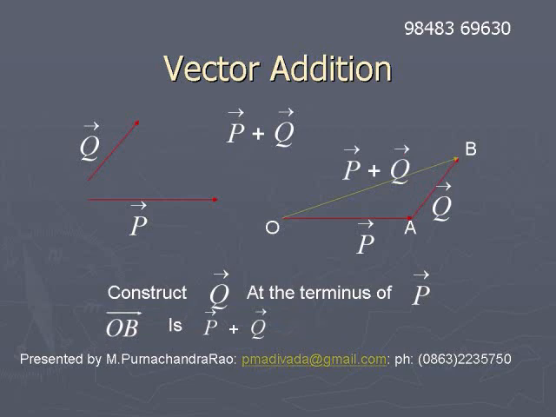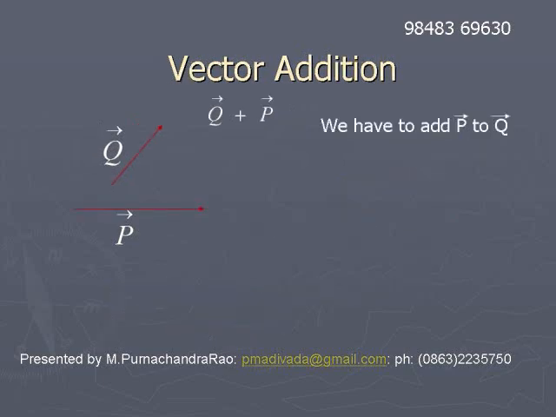So p bar plus q bar is a vector which has the tail of p bar and head of q bar. Like this we add vectors. Now let us construct the vector q bar plus p bar. Q bar plus p bar, that is, we have to add p bar to q bar.